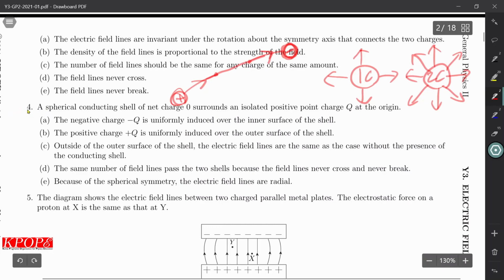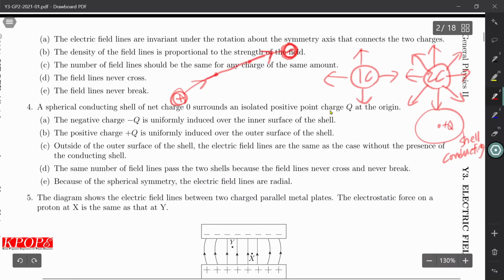Now, a spherical conducting shell of net charge 0. The shell is a sphere, an empty sphere. The shell of net charge 0 surrounds an isolated positive point charge at the origin. This is the conducting shell, and we have a point charge at the center, plus Q.